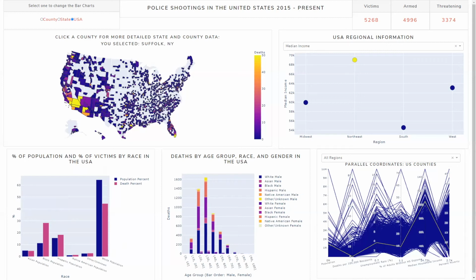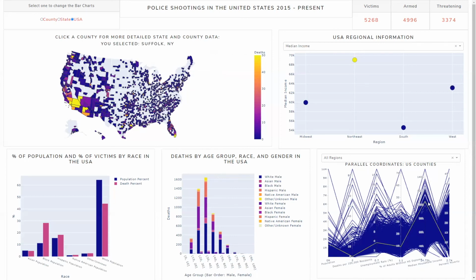So our next plot is our parallel coordinates, which is a non-standard plot. We decided it was important to see if deaths correlated with any of these other factors that are in each county. So this works with our map again. And if we click a county, it'll change the highlighted county. So for example, let me click maybe Suffolk County.